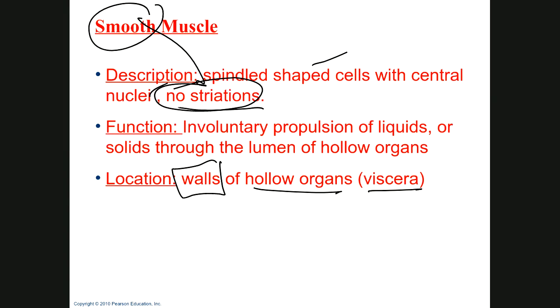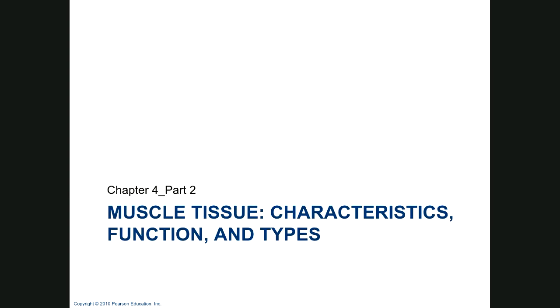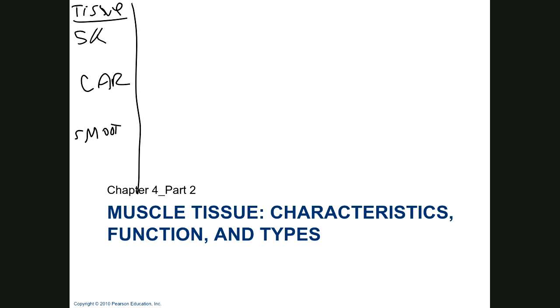So those are the three types of muscle. And by the way, muscles are not going away. We're going to see them again in chapter 9, so we're going to review all these again then. Oftentimes what I do is make a little chart of the muscle tissues: skeletal, cardiac, and smooth. And then I go over the characteristics.